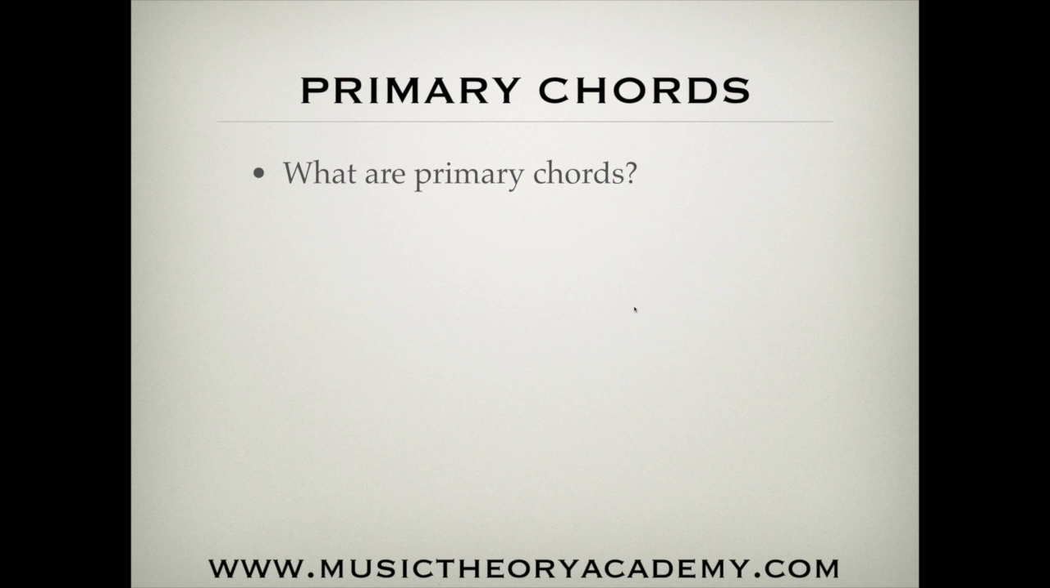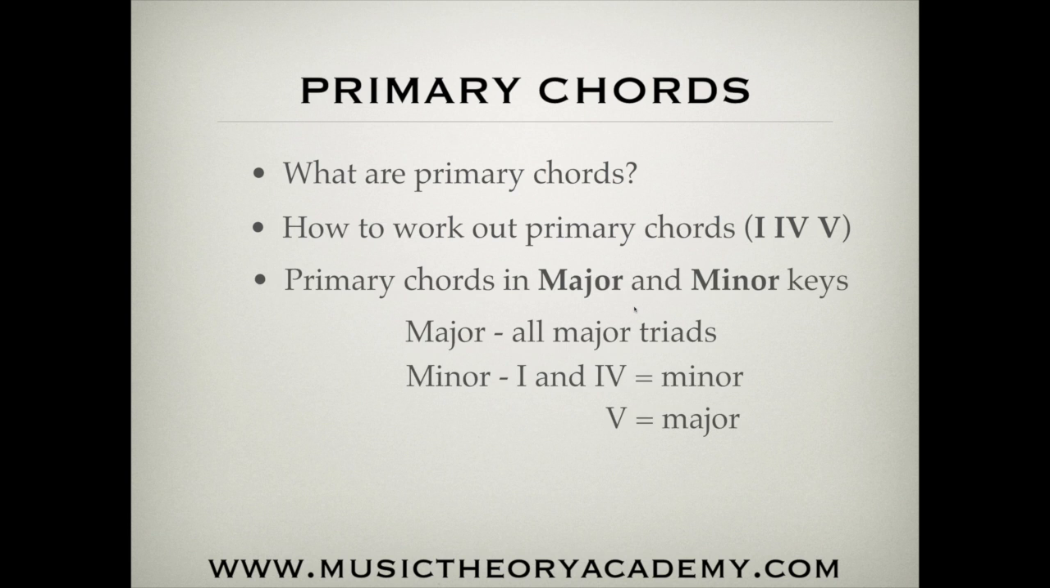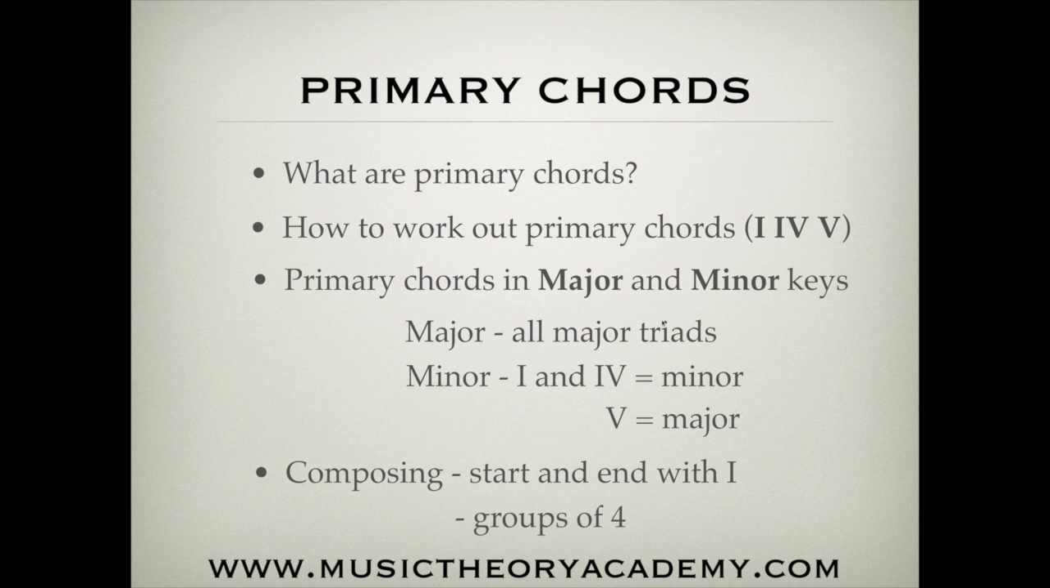So we've had a look at what primary chords are, chords 1, 4, and 5, how to work them out. We've looked at the primary chords in major and minor keys. Remember, in the major key, all of the primary chords are going to be major triads, and in the minor, the first and fourth are going to be minor, and the fifth is going to be major. And then when you're composing, start and end with chord 1, and try and think in terms of groups of 4.